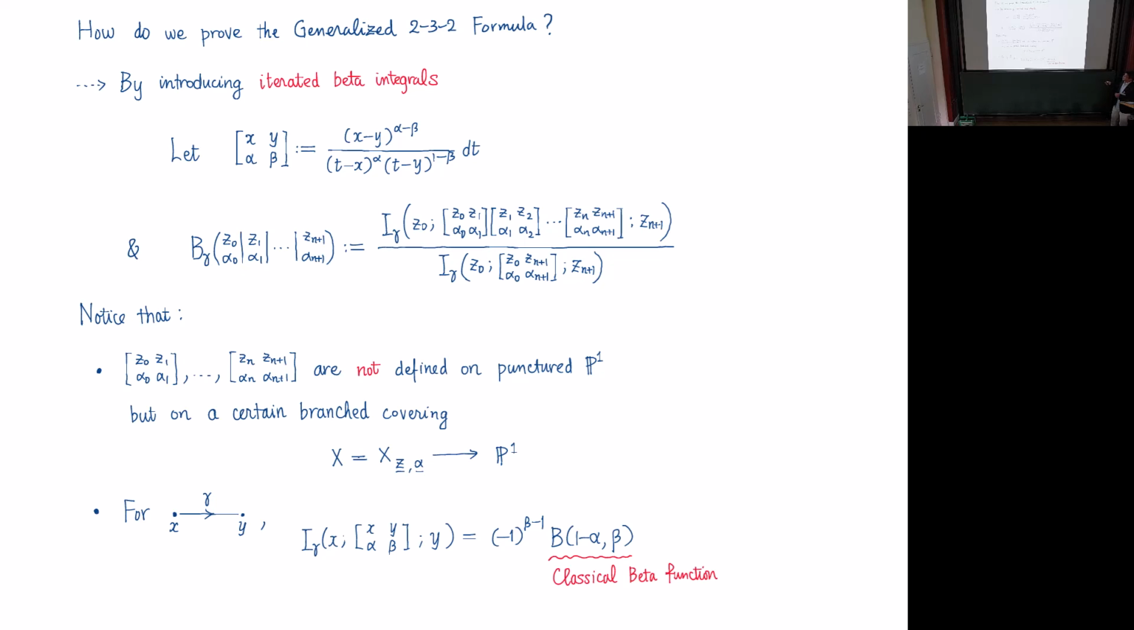And notice that these forms, in general, are not defined on punctured P1, since alpha and beta could be non-integral numbers. But it's still defined on a branched covering if alpha and beta are rational numbers, and on the universal covering always. And then if you consider a simple path from x to y, a straight line path, the one that appears in the denominator is a simple beta integral, the classical beta integral up to some simple factor. In the general case, is it related to the Selberg integral?